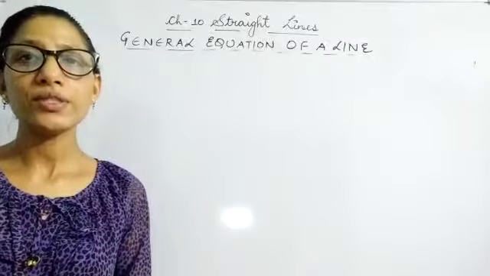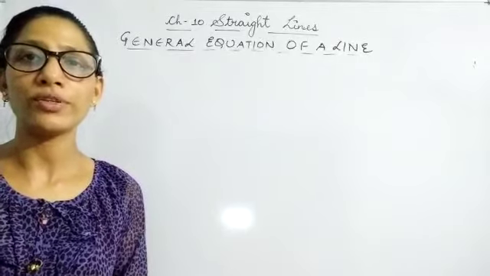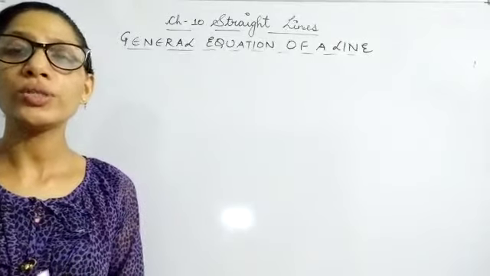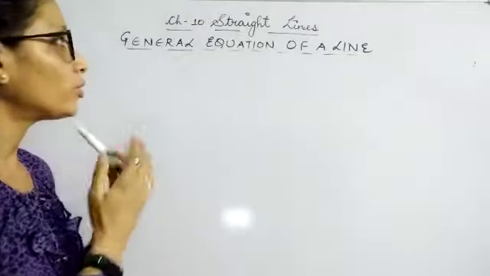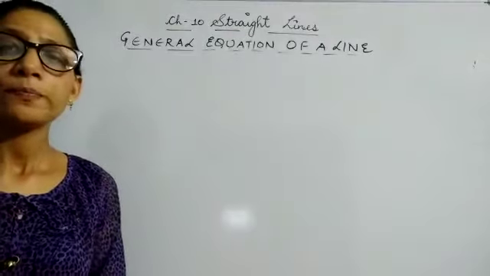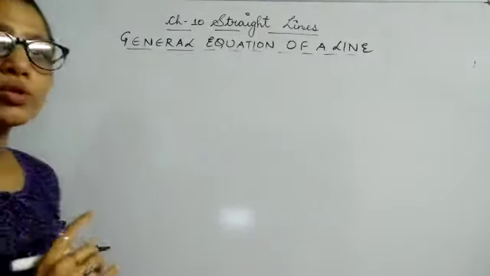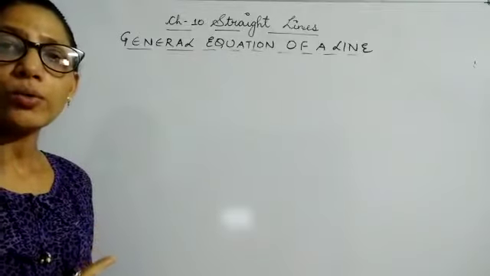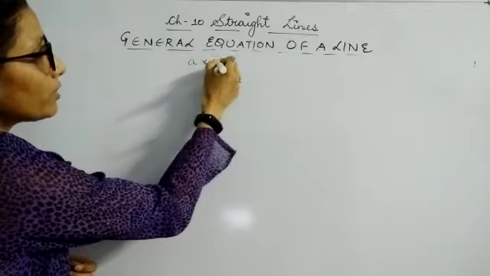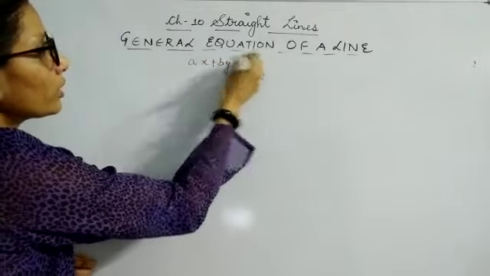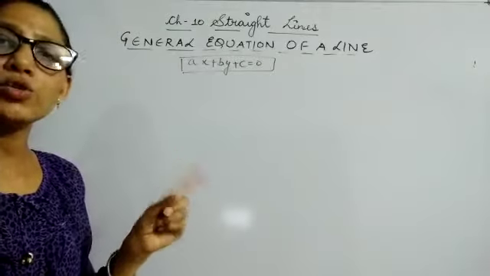Children, in this video we are going to learn about various forms of general equation of a line. Before moving on to the different forms of equation of a line, let's first of all know about the general equation of a line. Children, you know by your 10th class concept that if you want to write an equation in two variables, then it can be written as ax plus by plus c equal to 0. This is your general form of equation of a line in two variables.